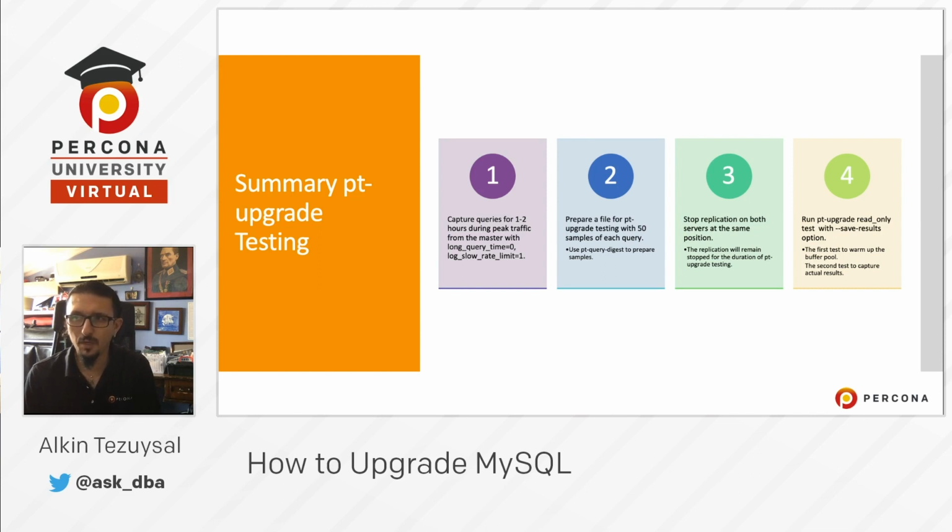Prepare the file for upgrade testing and running the pt-query-digest, and then stopping replication on both servers at the same time, and the replication will remain stopped for the duration of pt-upgrade testing. This way the replication is not impacting the pt-upgrade testing, and then run the pt-upgrade read-only with save results option to capture the data.